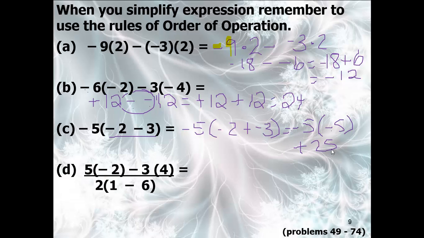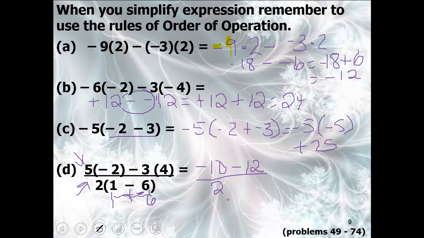Okay, now I'm going to do D with you. I'm going to simplify my numerator separately from my denominator. All right, so I have 5 times negative 2. That's a positive times a negative is a negative, and 5 times 2 is 10. All right, minus 3 times 4, minus 12. Now I'm going to simplify in here. 1 minus 6, well that is 1 plus a negative 6. So 1 plus a negative 6 gives me 2 times a negative 5.